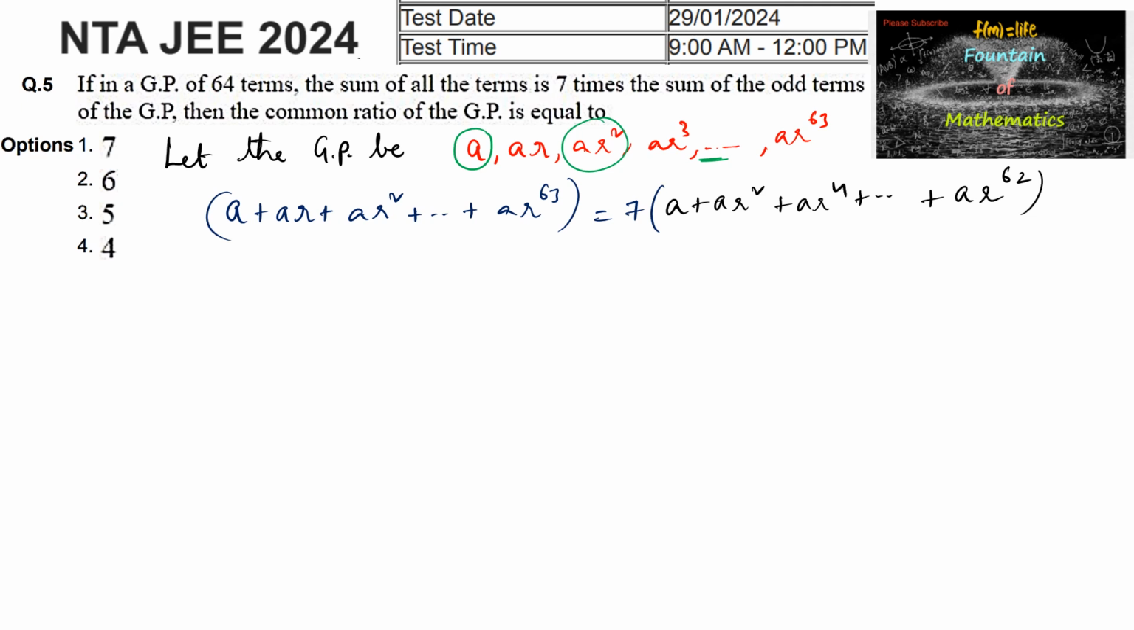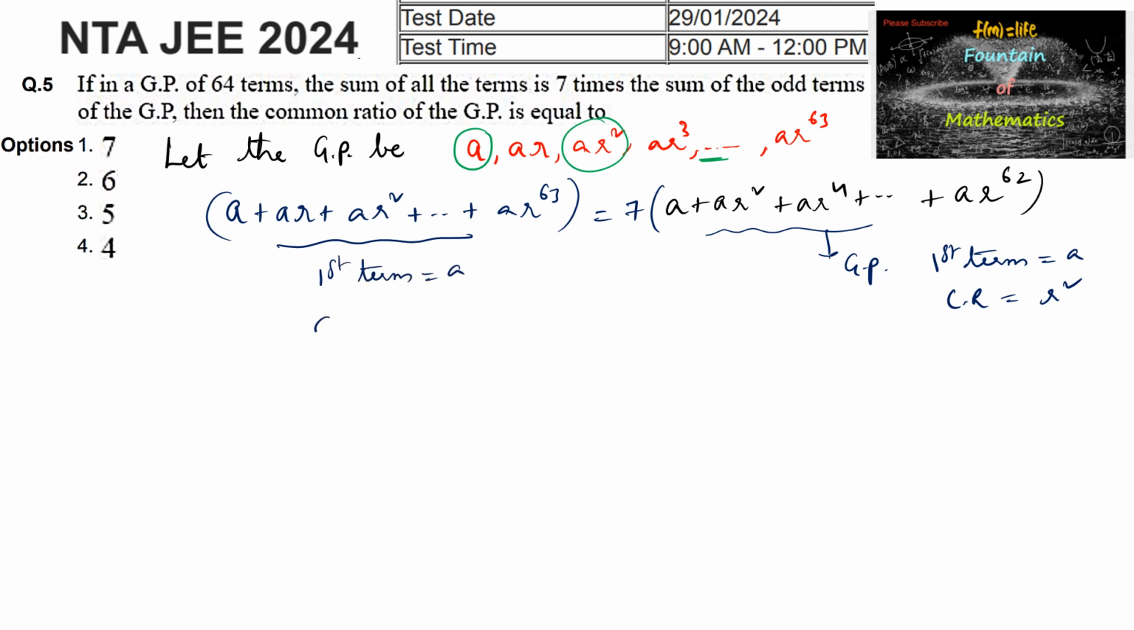So we can say that clearly it is also a geometric progression with the first term equal to a and common ratio equal to r square. Here the first term is a and the common ratio is r. So we know that the sum to n terms in GP is a into r power n minus 1 divided by r minus 1, where r is not equal to 1.